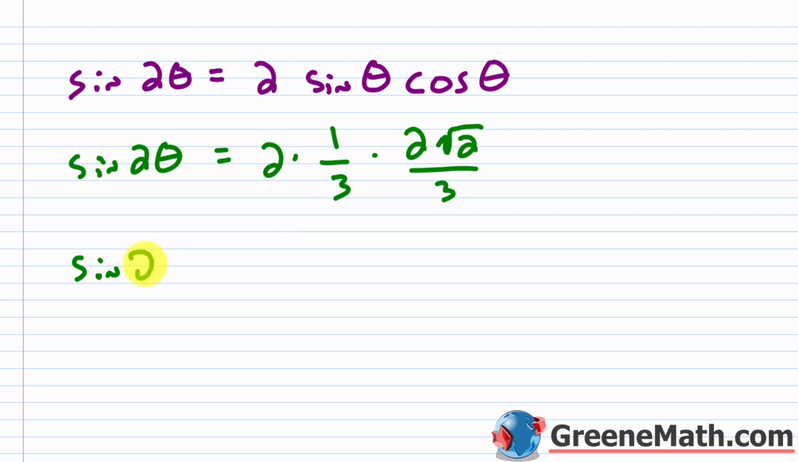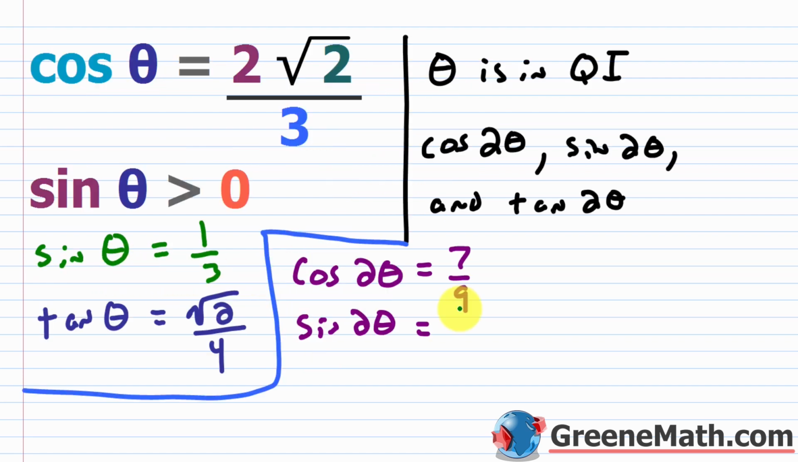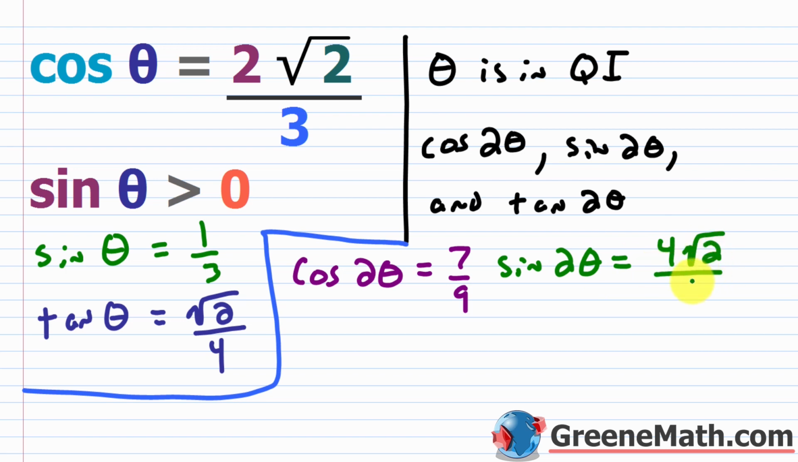Let me put sine of 2 times theta is equal to, basically I'm just going to multiply across. 2 times 1 times 2 is going to be 4, then times the square root of 2 over 3 times 3 is 9. Okay, so sine of 2 theta is equal to 4 times square root of 2 over 9. So let me just move this down a little bit, or actually I can put it over here. So the sine of 2 times theta is equal to 4 times the square root of 2 over 9.